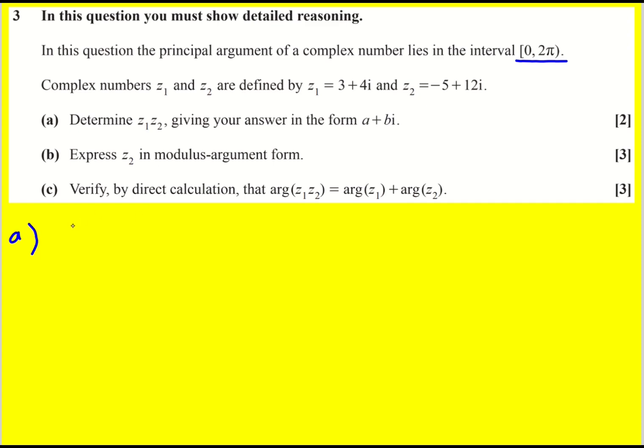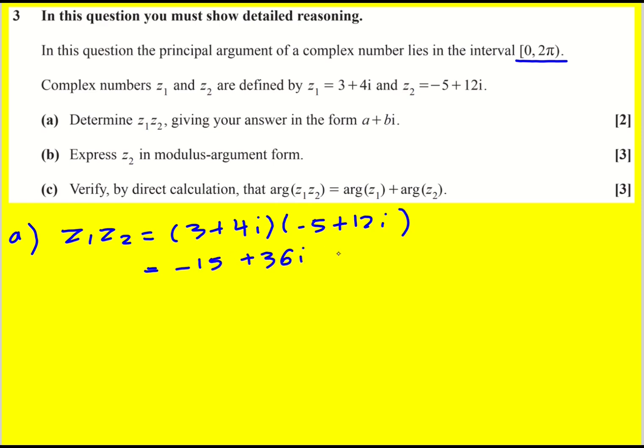We're asked to determine Z1 Z2 to start with. So multiply these two complex numbers together. I'm going to get minus 15 plus 36i minus 20i plus 48i squared, which becomes minus 48, of course, i squared equals minus 1. That will give me minus 63 plus 16i.